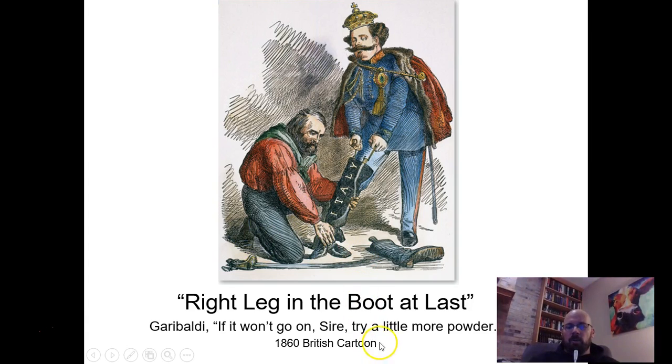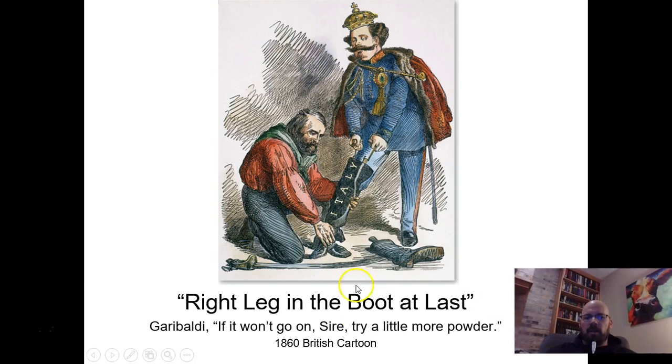And then the little caption talks a little bit about the fight. Hey, if it's not going to go on, let's just try a little bit more powder. Could be shoe powder, but it's Garibaldi, so it's gunpowder. But again, that's symbolism. The other key thing that I want you to notice about this picture is who is not in the picture. This is going to be a major difference with Otto von Bismarck. Cavour is not in the picture. Cavour is doing all of his work behind the scenes, like a good realpolitik politician.